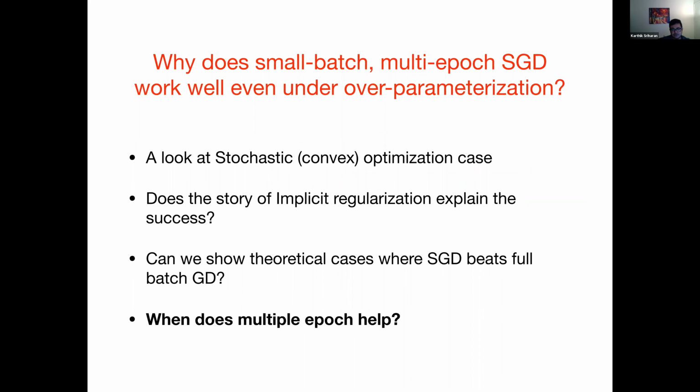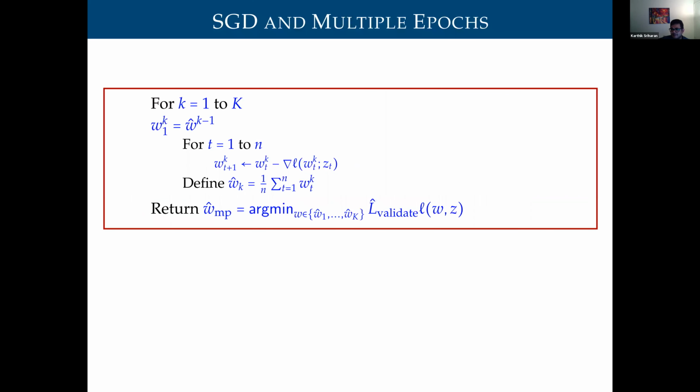Okay, so just to quickly wrap up, the final thing that we look at is a simple variant of multiple epoch SGD, where you run multiple epochs. You can think of it in two ways: either you run for capital K epochs and pick the best one based on some validation set, or you validate as you go and stop when you stop getting improvements. Both of these have similar results.